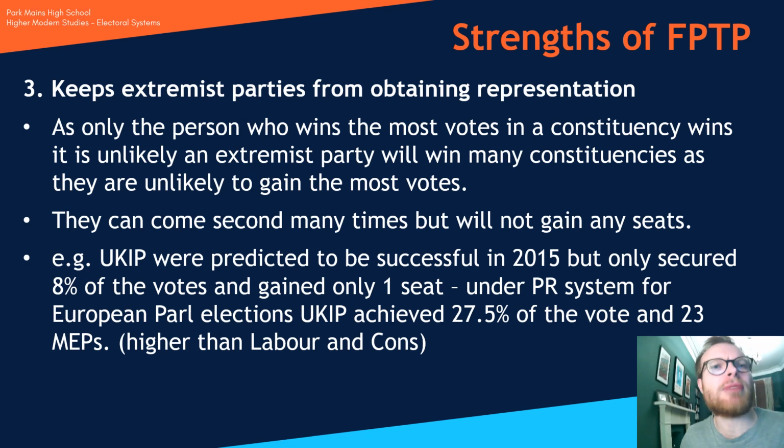UKIP we wouldn't put in the same category as the BNP, but it does have some quite extreme views on immigration and things like that. They were doing really well in opinion polls in the run up to the 2015 election, but they only got 8% of the votes and only 1 constituency. Whereas under a more proportional system, they ended up getting 23 MEPs, which was more than Labour and the Conservatives. So you've got to be careful.